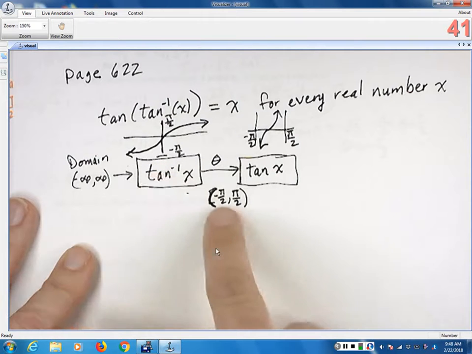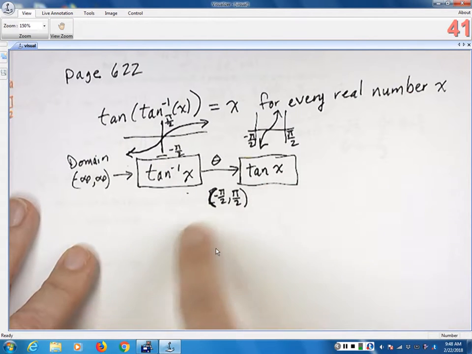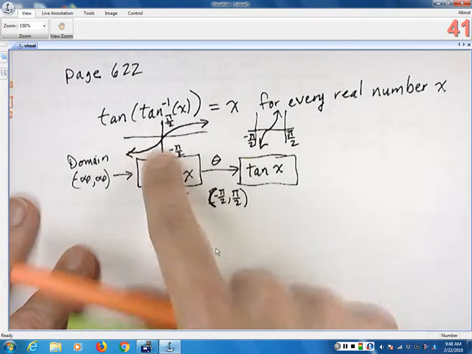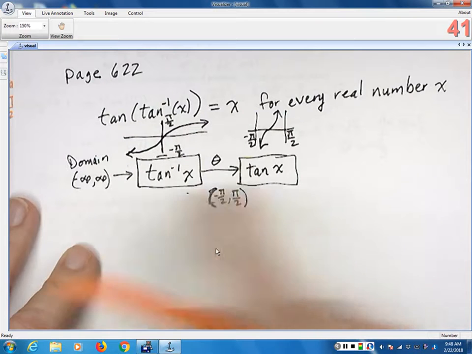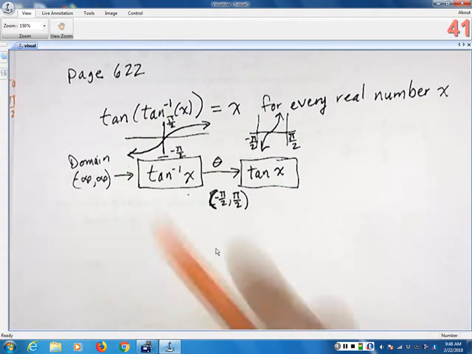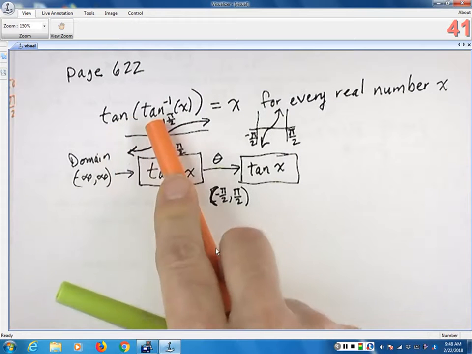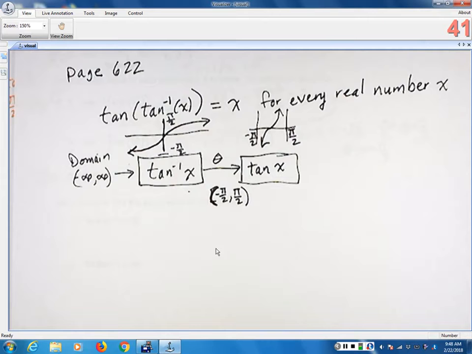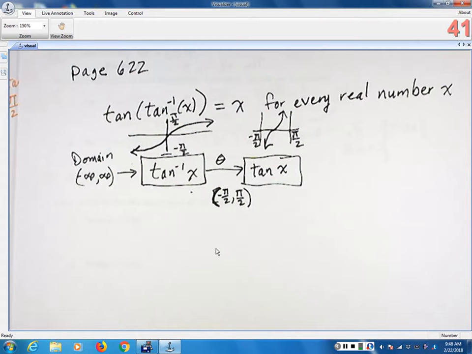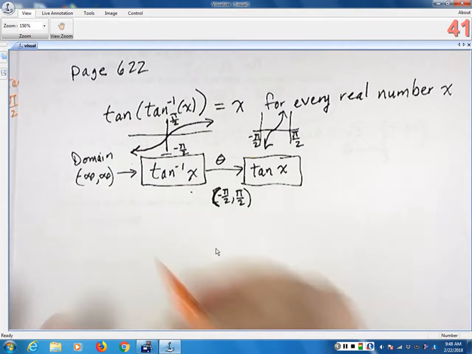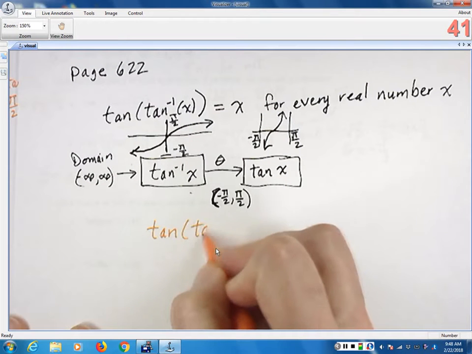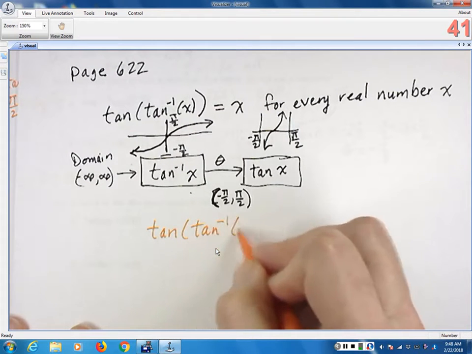What's the required domain for tangent? Minus pi over 2 to pi over 2. Well, that's all you're getting out. So for all real numbers x, if you take the tangent of inverse tangent of x, you're going to get x out for every real number. So it freaked me out. So here, tangent of tangent inverse of x.